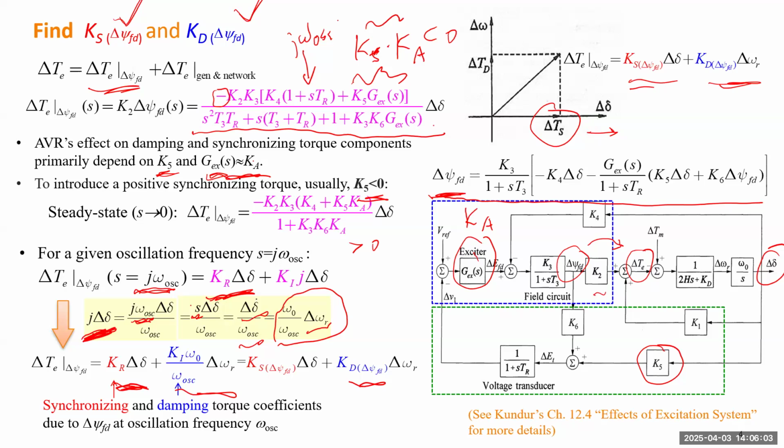So this approach is good for a specific frequency, okay? Which means if this oscillating frequency omega is what you're really interested in, you use this method to calculate the synchronizing and damping torque coefficients. But if you want to study a different frequency, you have to redo it. You plug in a different frequency. So the same design of the excitation system can have different damping for different oscillating modes. You want to make sure each mode has positive damping, to have small signal stability. You need to try this approach on every mode of interest.